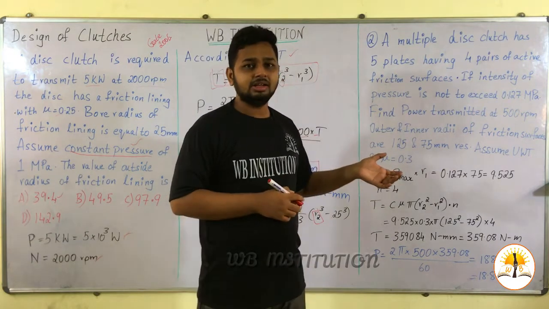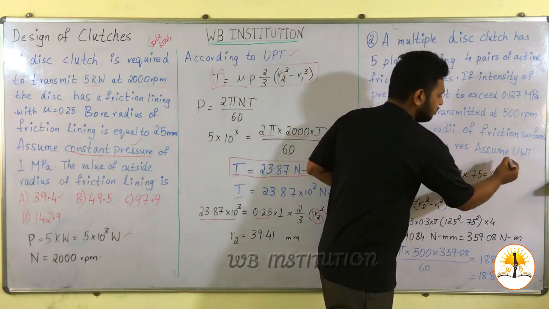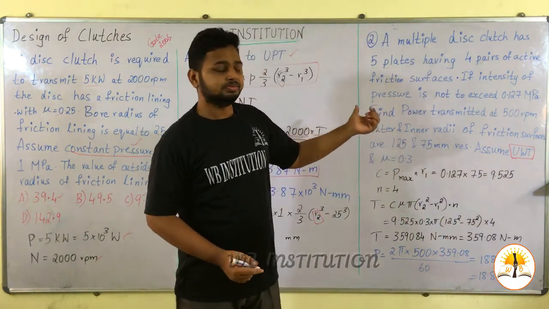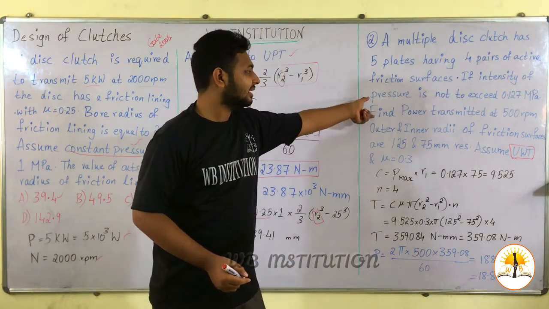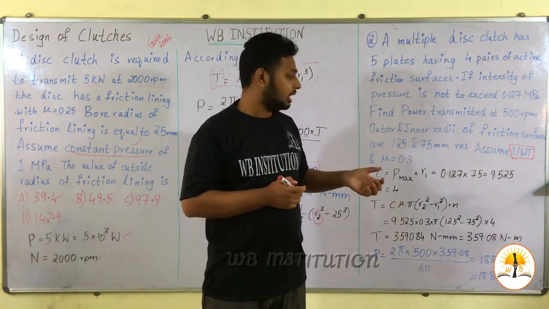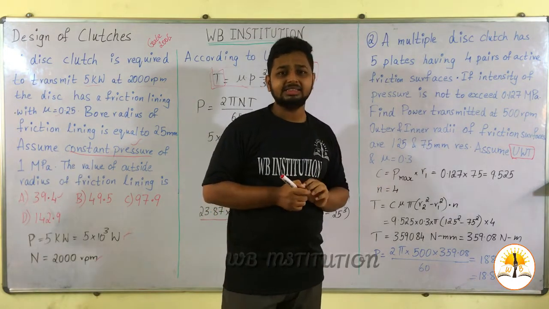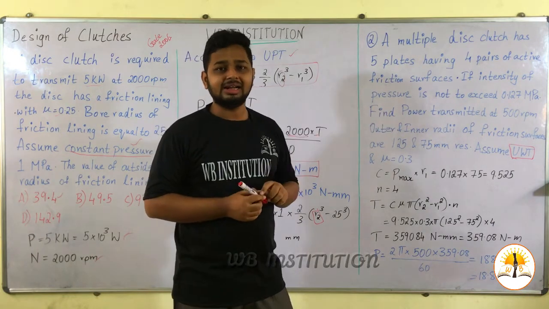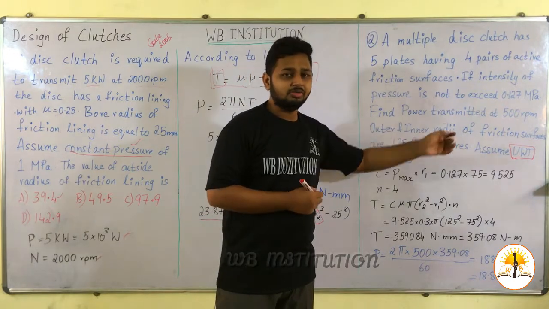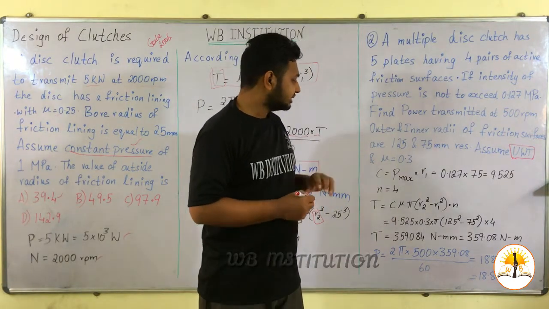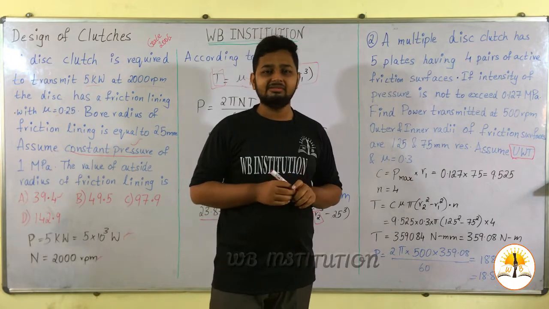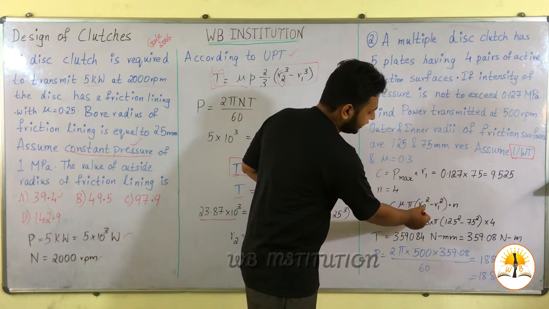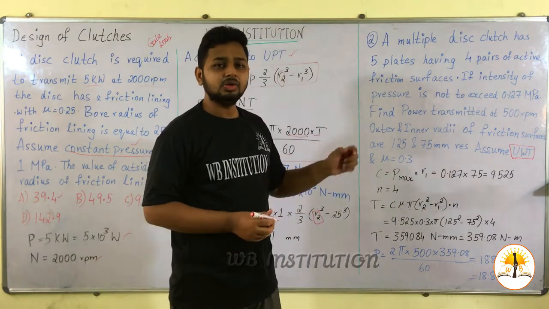So they have given all the values and they have given the condition to take uniform wear theory, where the pressure will be varying. Based on this we have to calculate the power transmitted. We know the equation for power transmitted, that is P equal to 2 pi NT by 60. N is given in the question. T we have to calculate, that is the torque based on the uniform wear theory condition. Now we have to calculate C for the uniform wear theory. We have seen the equation previously, that is torque T equal to C mu pi into R2 square minus R1 square into N.